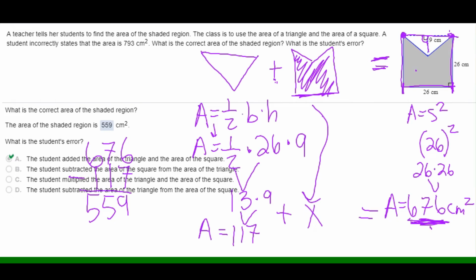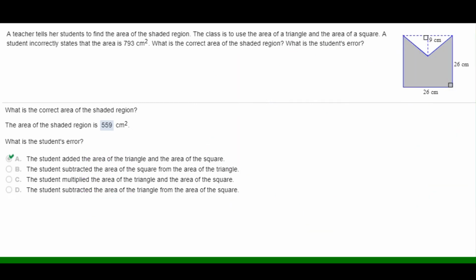Now, the only way you would add this is if you had a full rectangle and then you had a triangle with the dimensions of 26 by 9. That's when you would have to add. But in this case, you're subtracting the area of the unshaded region because it's included in the square.